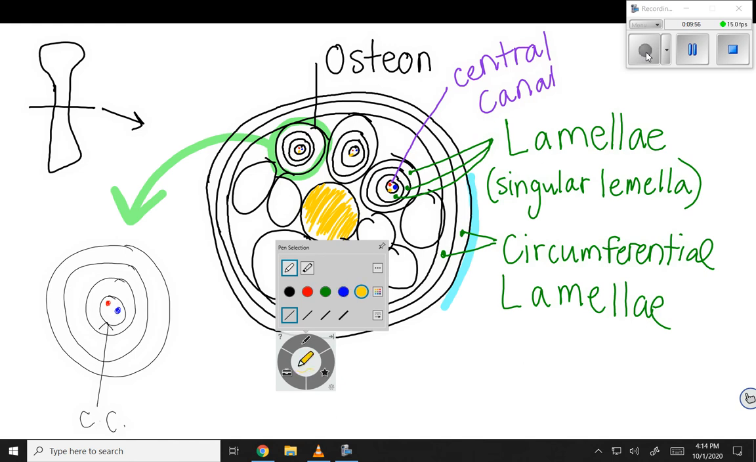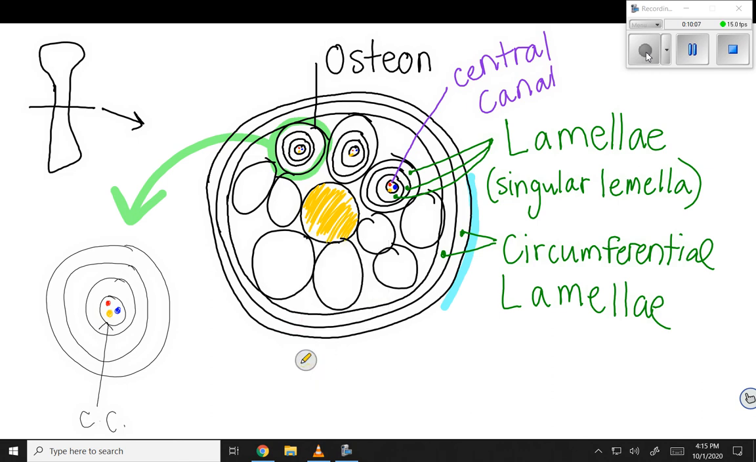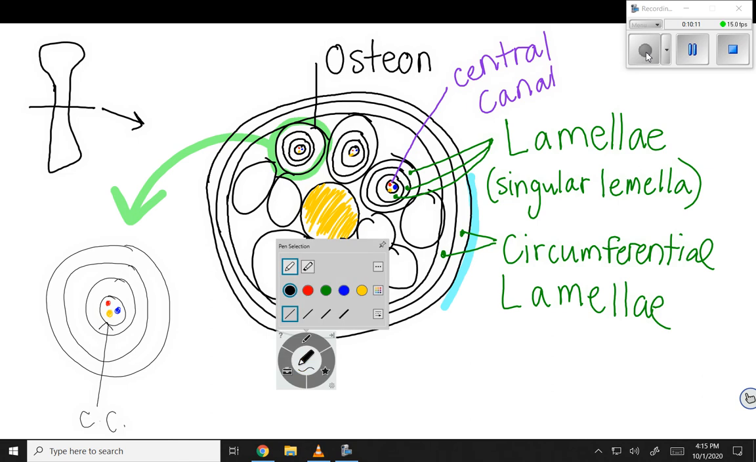And then you might be wondering, you haven't said anything about cells yet. Where are all the cells? Remember, connective tissue is mostly matrix, so there's not very many cells. And the cells that are found there are found in the lacuna. Those are like the little holes inside of the matrix.